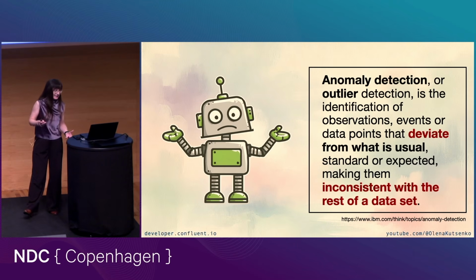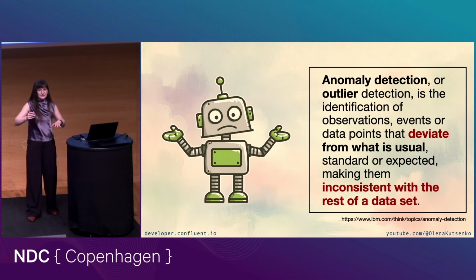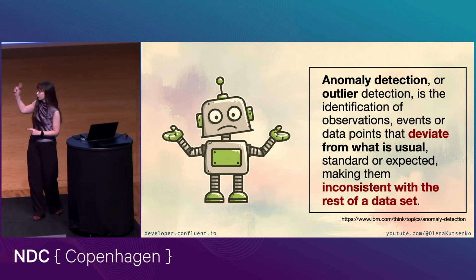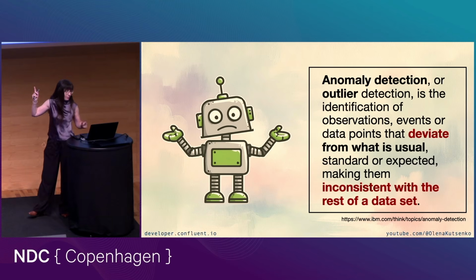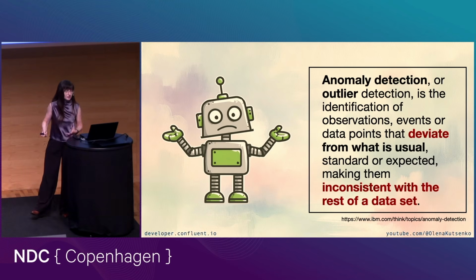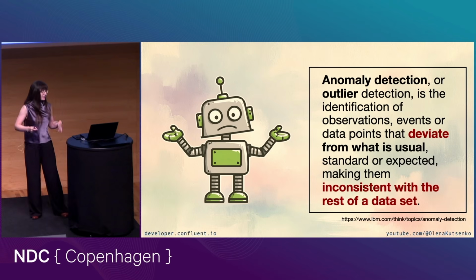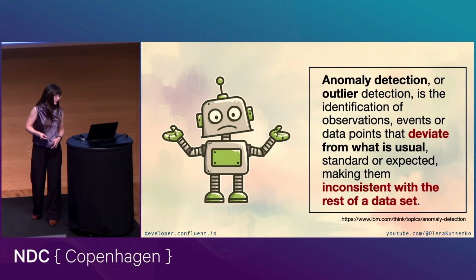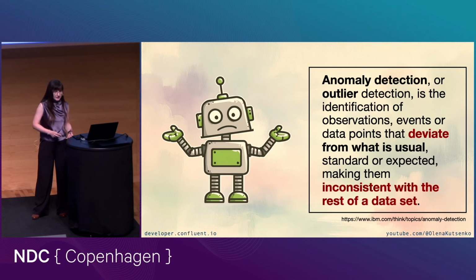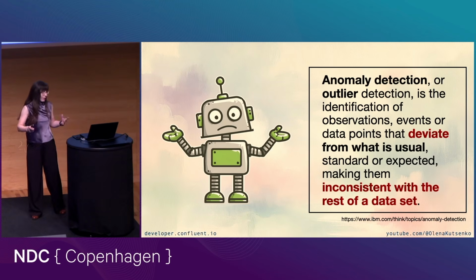There is not really a universal definition for anomaly detection, because it really depends what counts as an anomaly or outlier. This definition I took from IBM. Anomaly detection or outlier detection is the identification of observations, events, or data points that deviate from what is usual, standard or expected. So something which is inconsistent with our other data set. But then there are a lot of nuances.